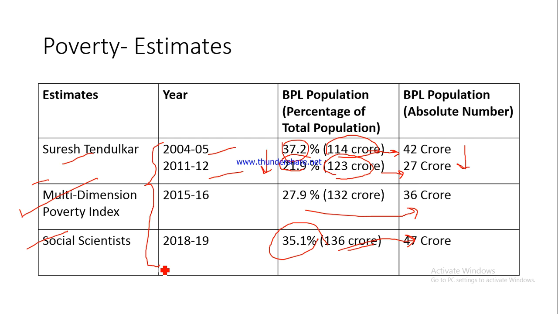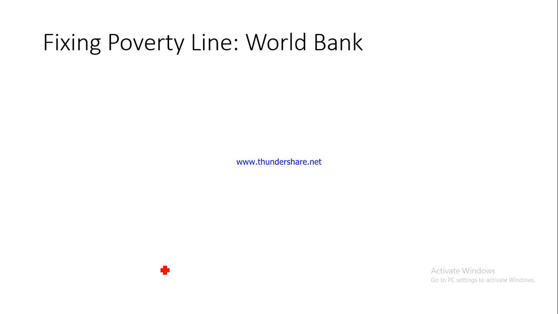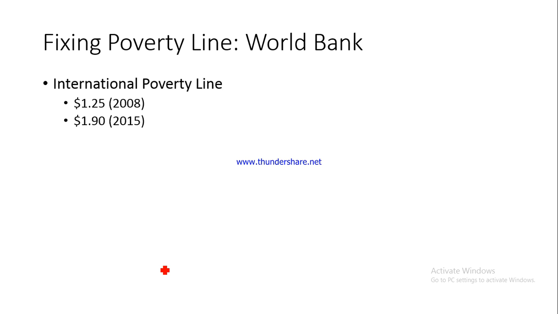Is it the Suresh Tendulkar approach, or let's say, just for example, is it the Dandekar and Rath approach, or is it the multidimensional poverty index? Fine. Now that we have understood what MDPI is, and we know that it is a joint initiative by UNDP and the Oxford University, there's another international estimate for poverty which has been devised by World Bank, and they have fixed the international poverty line. In 2008 it was fixed at $1.25, and in 2015 it was fixed at $1.90.